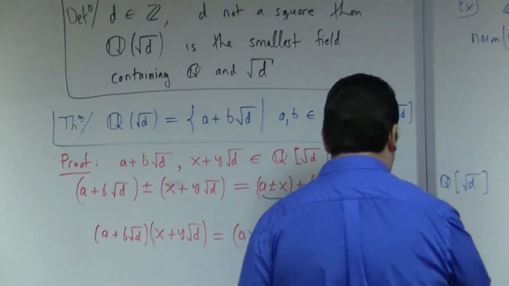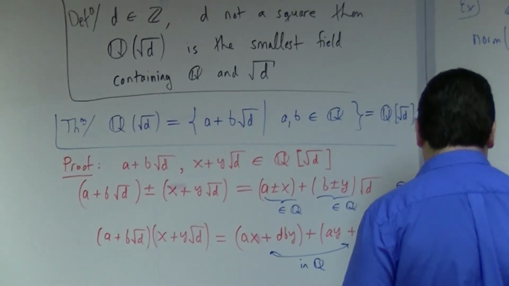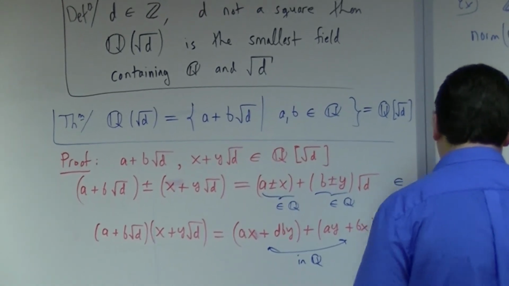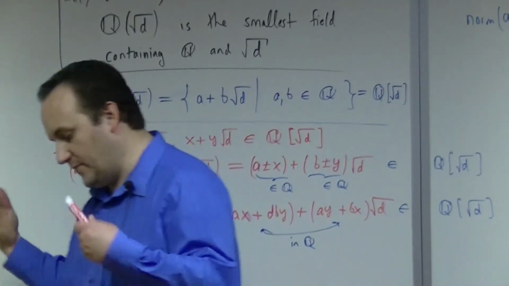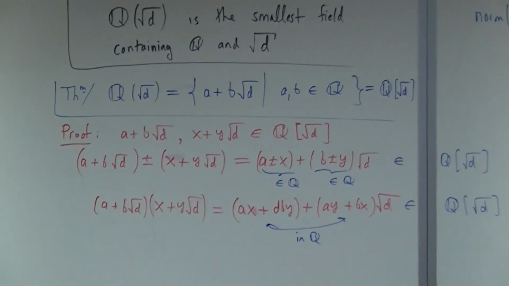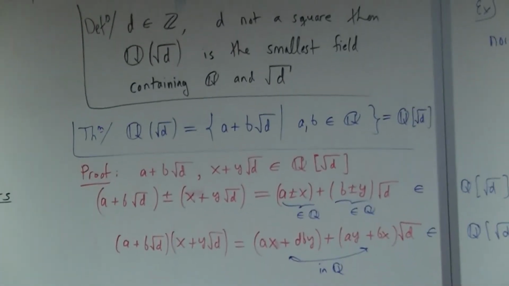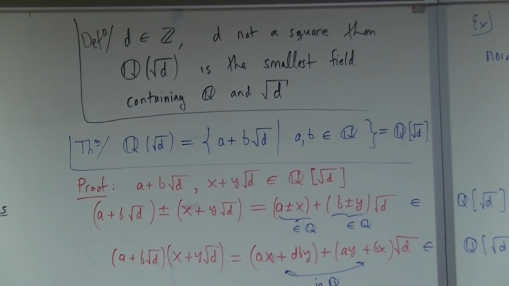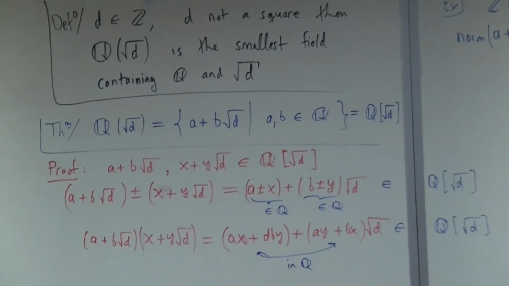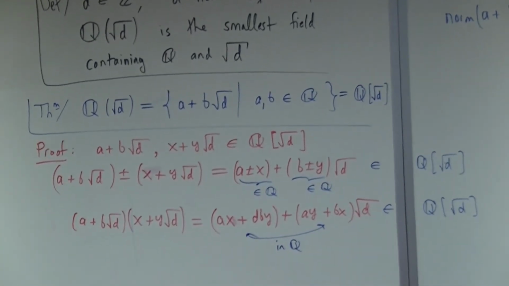So therefore, this also is an element of Q. That is again formed from rational linear combinations of 1 and D. By the way, I was debating whether or not you need to put 1 in the brackets. You don't.